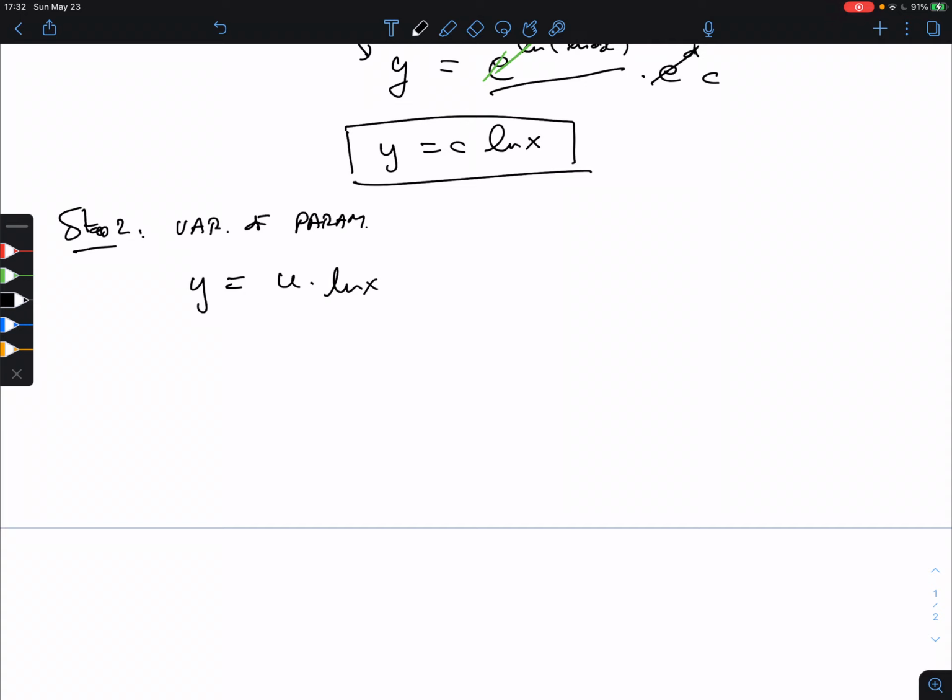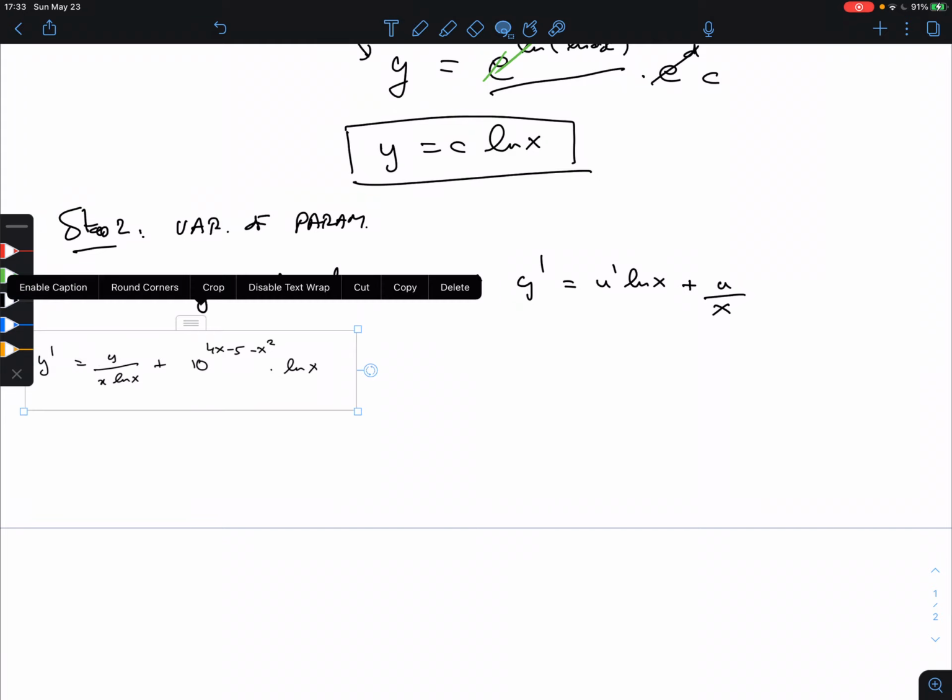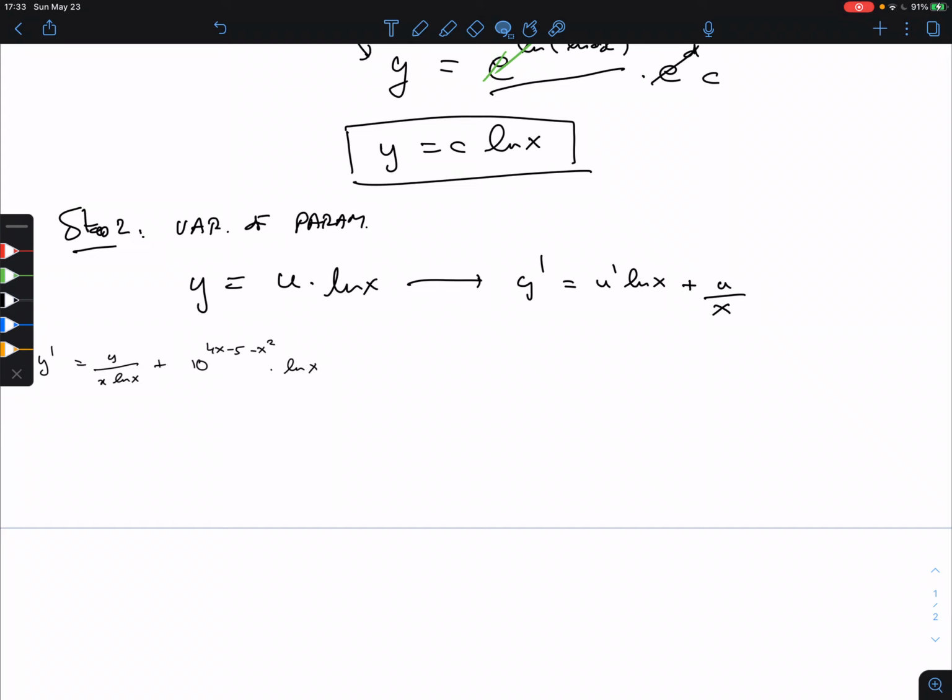We'll see right away. So, okay, when we have this, we're going to have to take derivatives. So u prime, derivative of the first, copy the second, plus copy the first, take derivative of the second, which is 1 over x. Okay, and now I plug this into my equation. So I had this here. So this would be equal to y, but be careful, y is u ln x. So u ln x divided by x ln x, plus this term, and nothing happens with this term because there's no y in there.